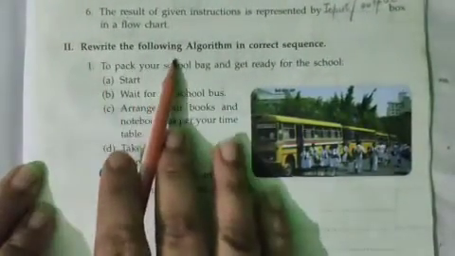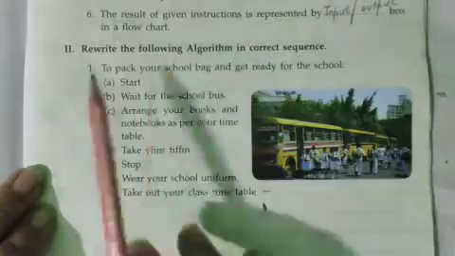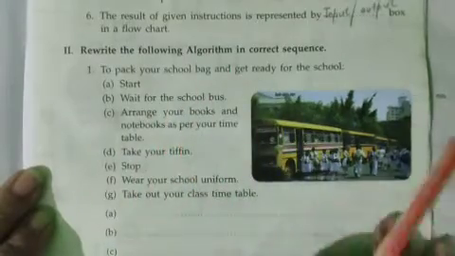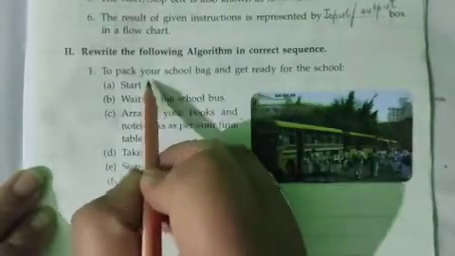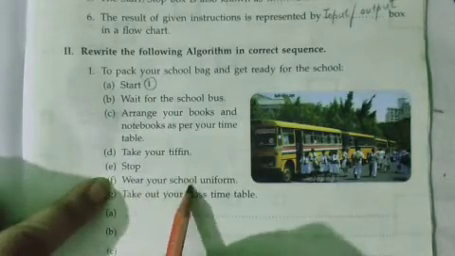Question number 2. Rewrite the following algorithm in correct sequence. So what is the task? To pack your school bag and get ready for the school. So here some instructions are written which are not in proper order. We have to read the instructions and write them in proper sequence. So the first step would be start. Then what should be the next step? Next step should be wear your school uniform.